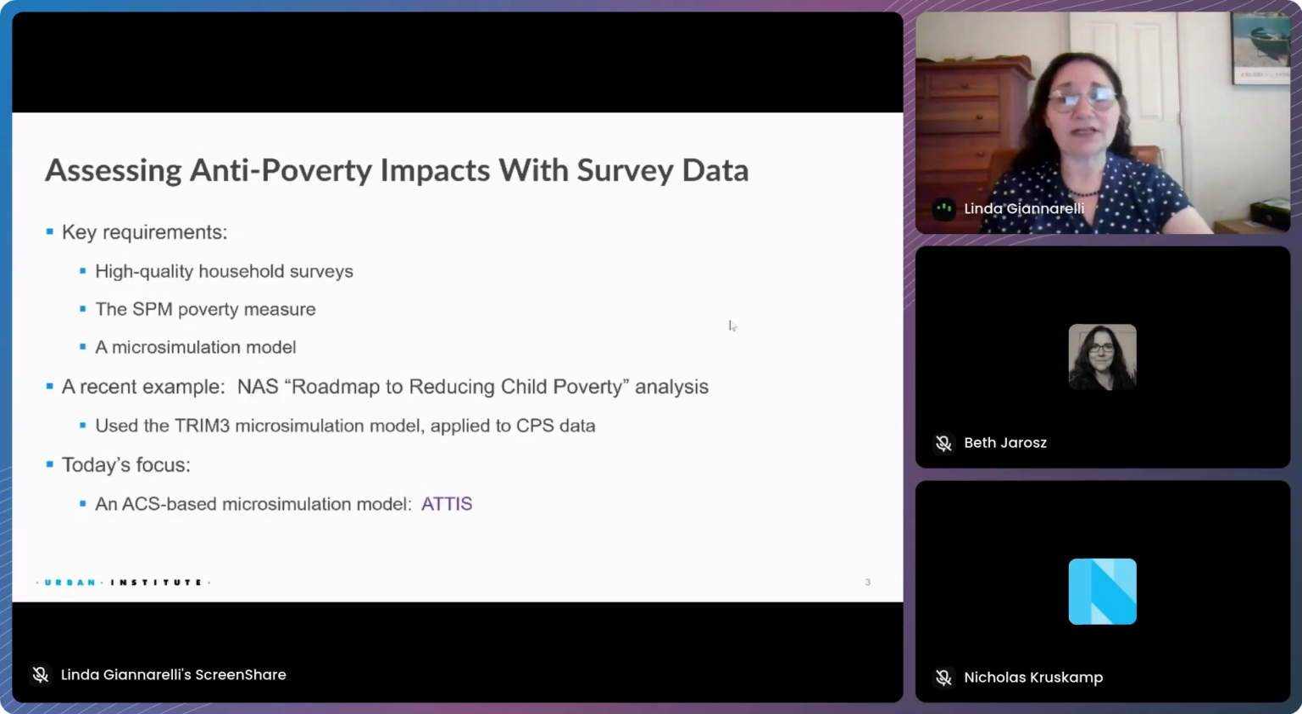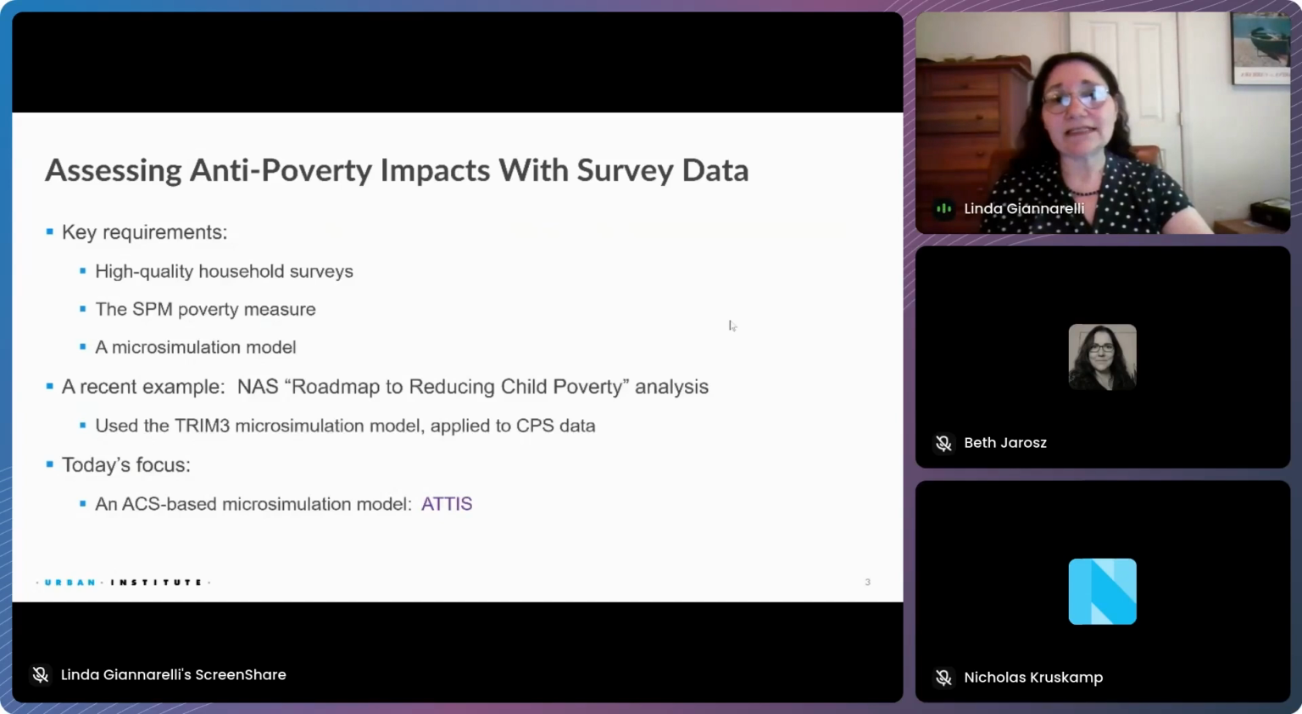A microsimulation model is a way of applying the rules of programs or policies to the household data, essentially just an enormous computer program, to look at the situation before the policy changes, then to run the model again with the policy changes and see how that changed families' economic well-being.